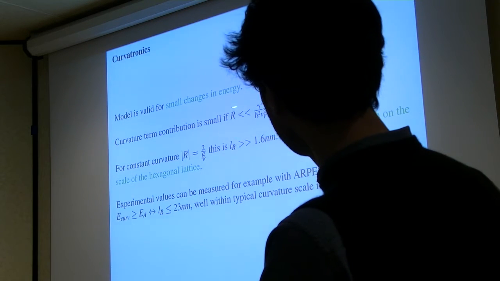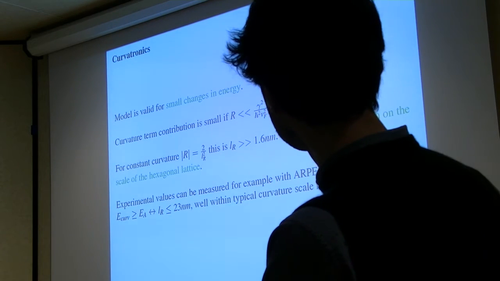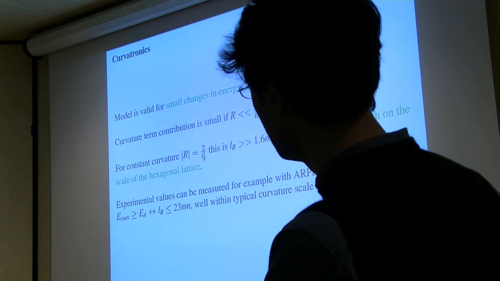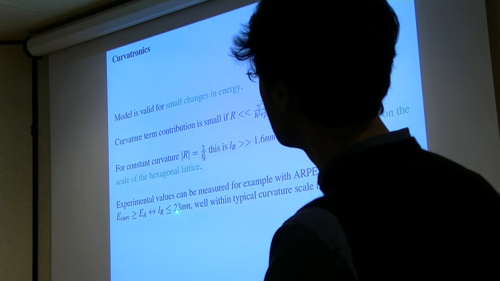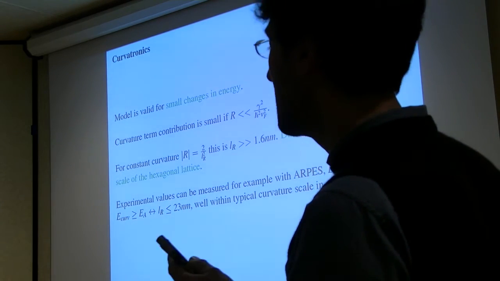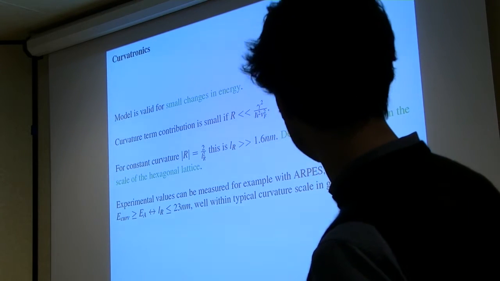At the same time, I want this to be big enough so that I can measure it, for example, with ARPES, so of the order of 1 millielectron volt. This tells me that I cannot have a curvature radius that is bigger than 23 nanometers. This is still okay because it's well within the typical curvature scale of graphene systems.